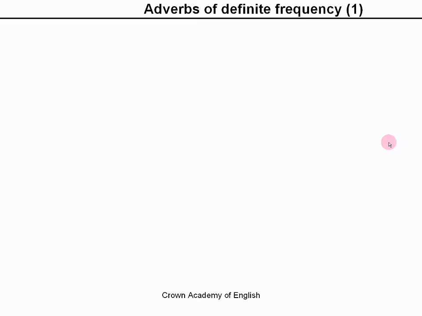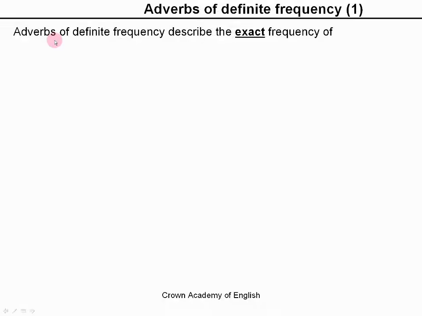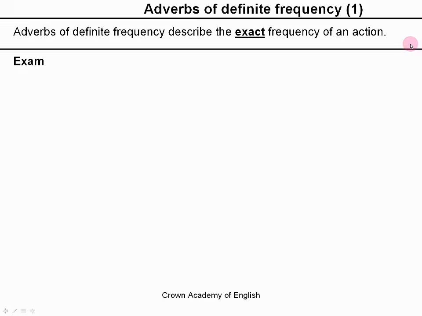Now, let's look at adverbs of definite frequency. So the definition is that adverbs of definite frequency describe the exact frequency of an action. So they are very specific. Example, I play football 3 times a month. So you can see it is very, very specific. We have the exact frequency.